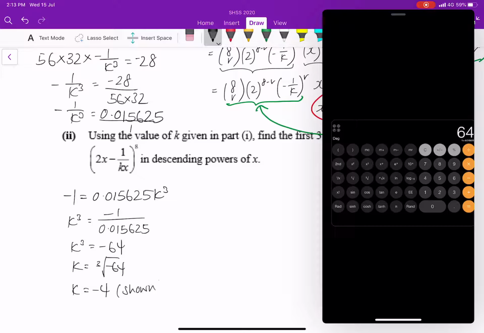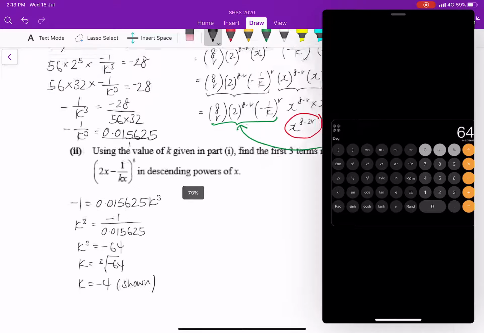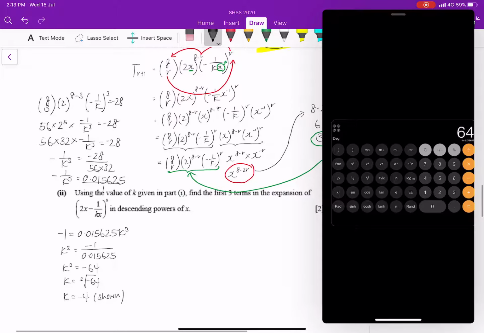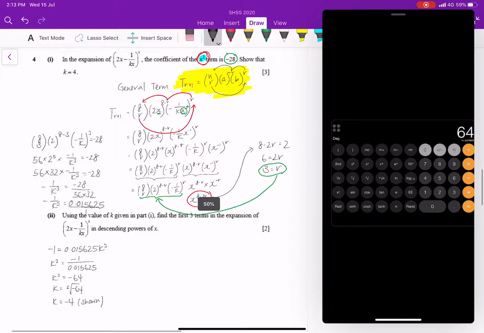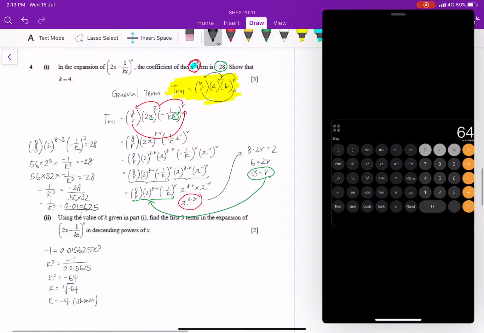Shown. Now, I don't have a proper calculator with me, that's why I'm giving all in decimals. But you should be able to work this out on your own. That is the basic concept. So you do need these for tomorrow. So do know how to do this question.